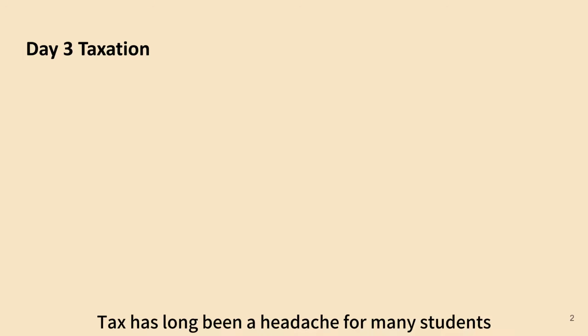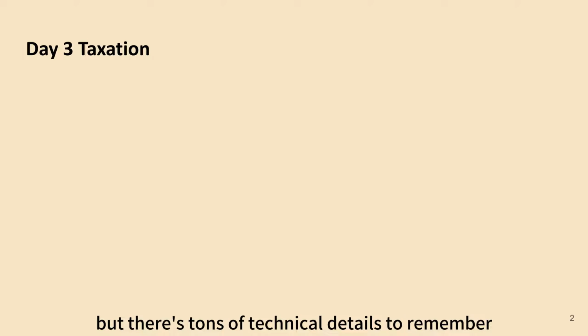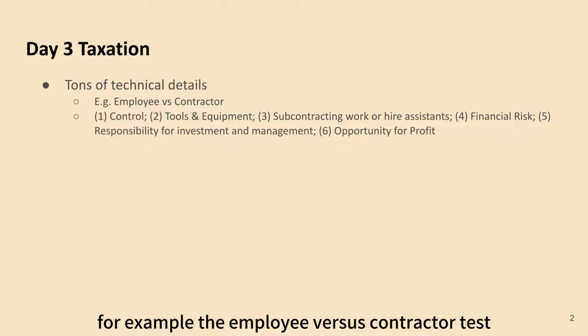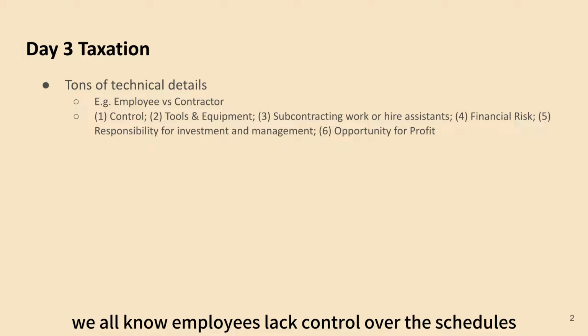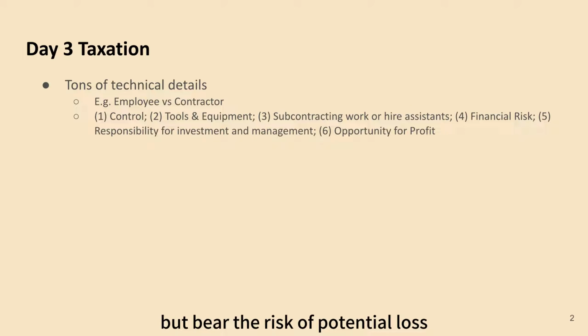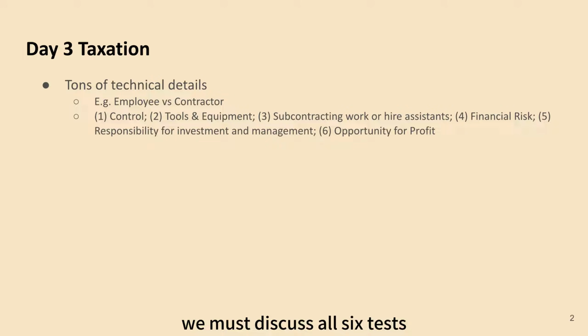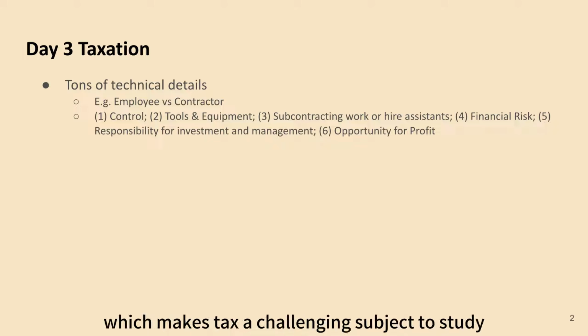Tax has long been a headache for many students. You have likely encountered the basics, but there's tons of technical details to remember. For example, the employee versus contractor test. We all know employees lack control over the schedules, while contractors receive a fixed amount but bear the risk of potential loss. However, to achieve an RC or C, only stating these two sentences won't be enough. We must discuss all 6 tests to figure out the employment status, which makes tax a challenging subject to study.